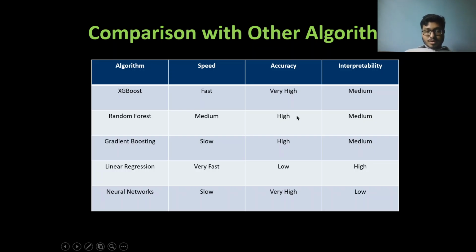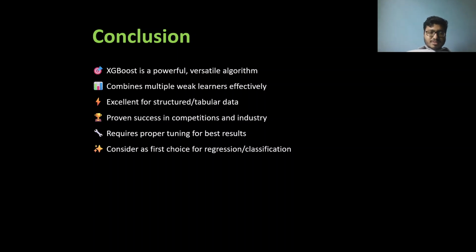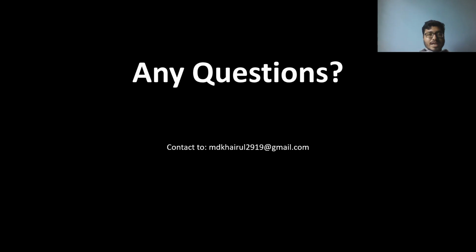So in conclusion, we can say that XGBoost is a powerful and versatile algorithm that combines multiple weak learners effectively. It is excellent for tabular data, requires proper tuning for the best results, and is fast for regression or classification. So that is all.